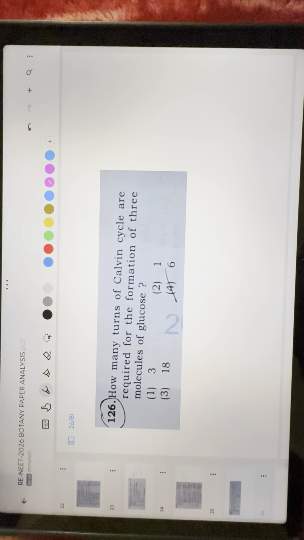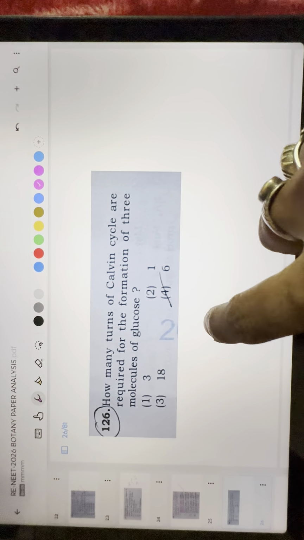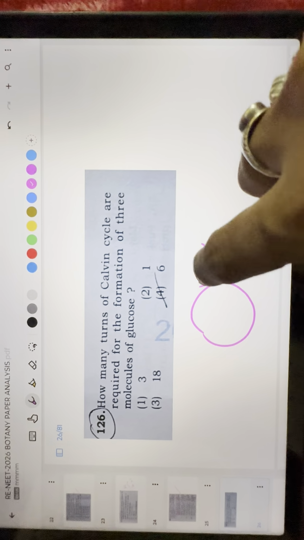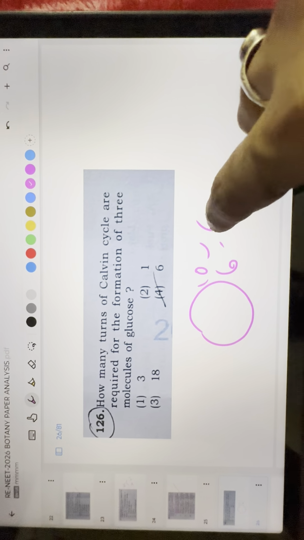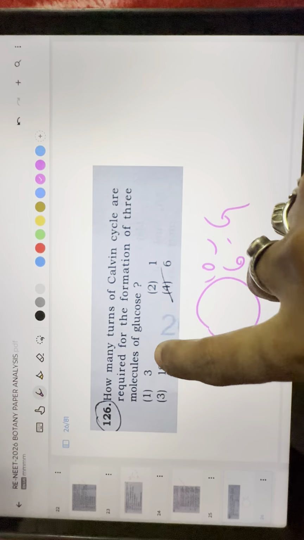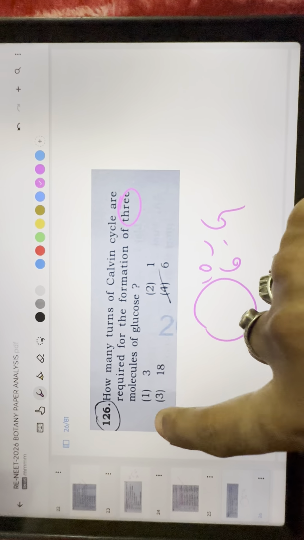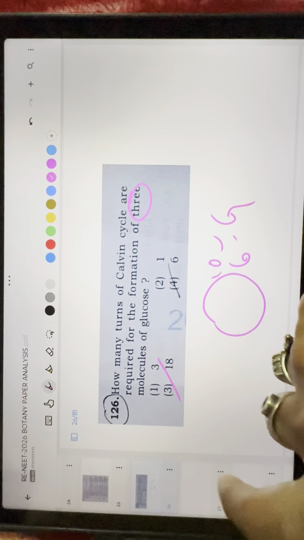Next, how many turns of the Calvin cycle? For every turn, 1 carbon dioxide is fixed. So for 6 turns, 1 glucose is being prepared. So like this, they have asked us 3 glucose molecules. Through 3 into 6 is 18. So that will be the answer.